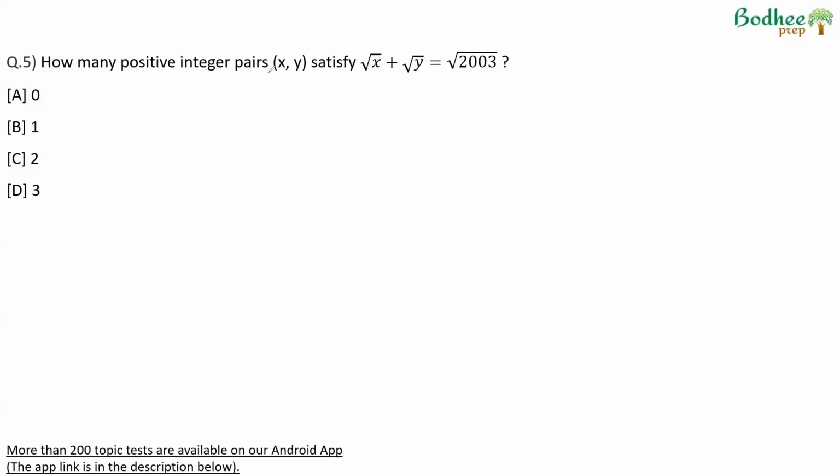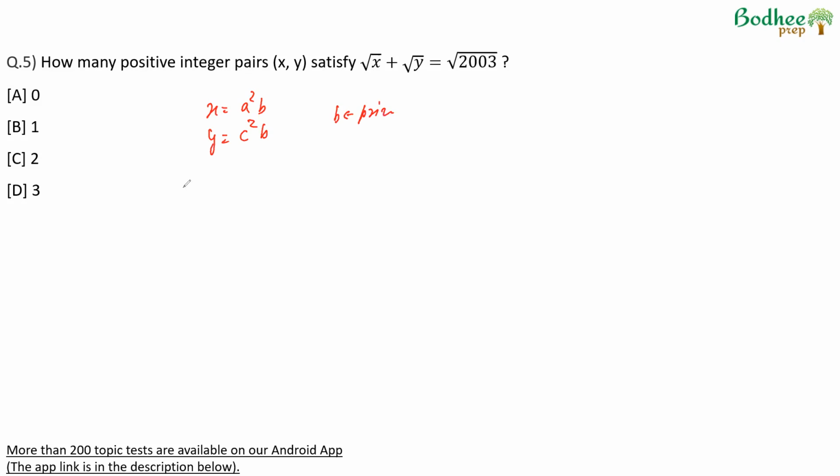How many positive integer pairs (x, y) satisfy root of x plus root of y is root of 2003? Now suppose x was of the form a square b and y was of the form c square b, where b was a prime number.